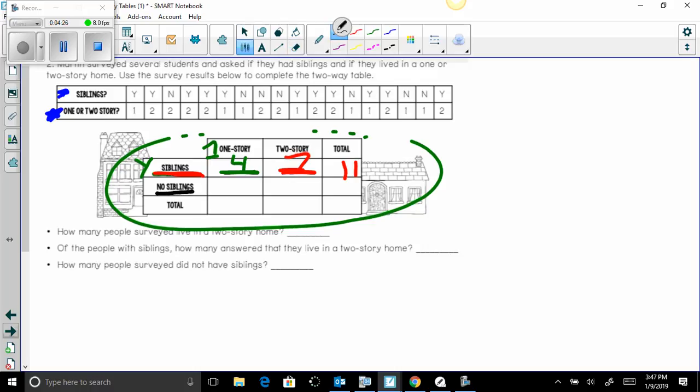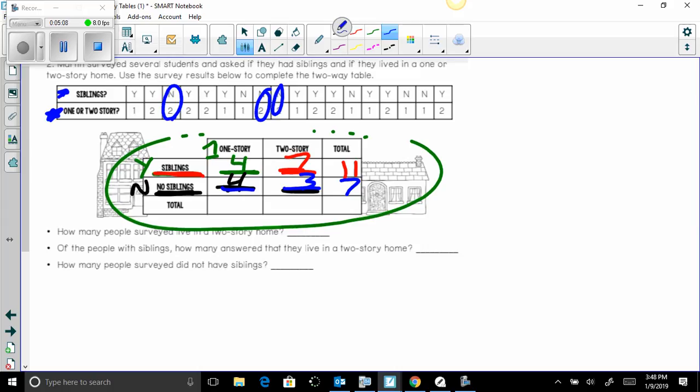Now I want to figure out who has no siblings, so an N, and lives in a one-story. 1, 2, 3, 4. So I get a 4 there. Next I want to do if they had no siblings and they lived in a two-story home. So an N and a 2. Where are my N's? Right there, right there, right there. And that looks to me like that's it. So there should be 3 there. So how many people had no siblings? 4 had no siblings and lived in a one-story. 3 had no siblings and lived in a two-story. The total there is 7.